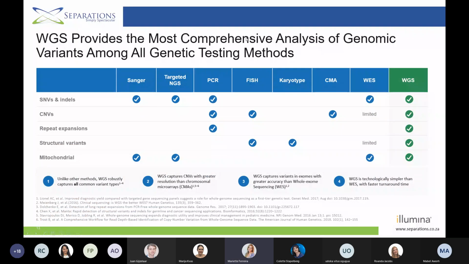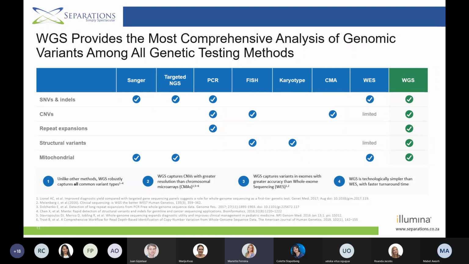This is just a bit of a comparison between different methods available for genetic testing. So the old way of doing the testing was via standard sequencing. Then we did some targeted NGS. PCR is also a widely used method. But if you look at whole genome sequencing, we can cover all of these things.